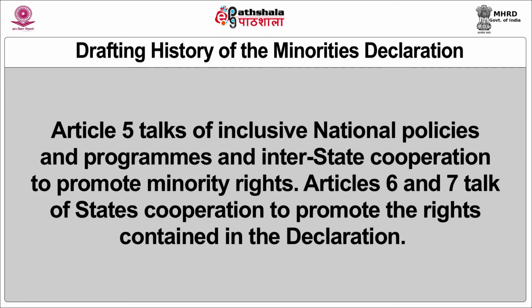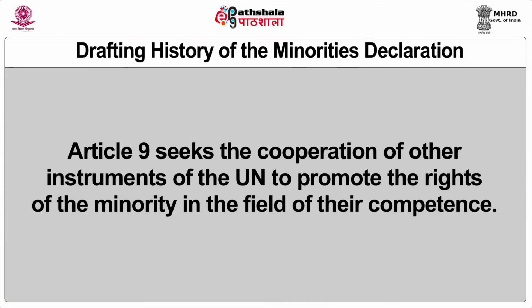Articles 6 and 7 talk of states' cooperation to promote the rights contained in the Declaration. Article 8 enjoins the negative rights, that nothing in the Declaration hampers the enjoyment of any of the universal human rights. Article 9 seeks the cooperation of other instruments of the UN to promote the rights of the minority in the field of their competence.